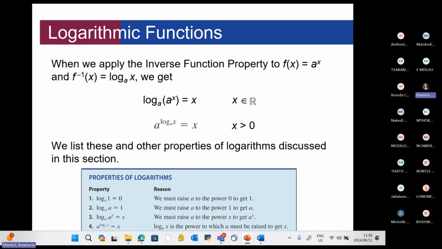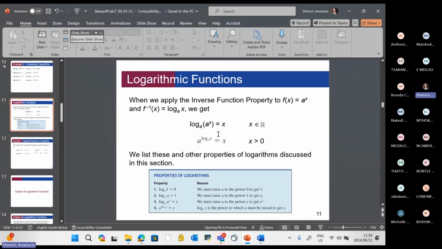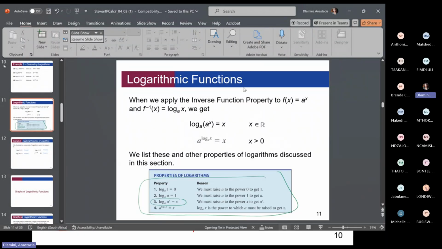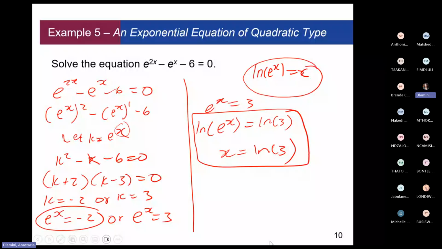If we go back to these properties of ours, I want us to look at number 3. That's the property that I'm talking about. If I have log of a to the power of x base a, then the answer is equal to a, right? Now, the reason why we didn't use a log here is because the powers will not cancel.